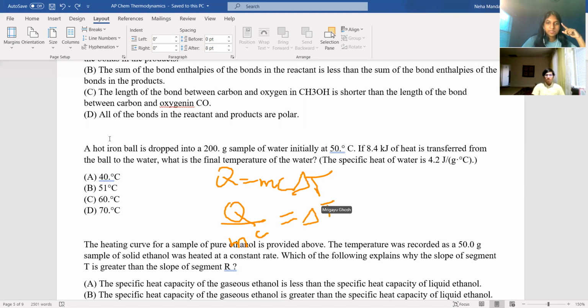Let me think. Q over MC is how much when you do the math? Oh, 10. Okay, so that means it's increasing by 10. Yeah, so I would say it's 60. Let me check. It is 60. Okay.